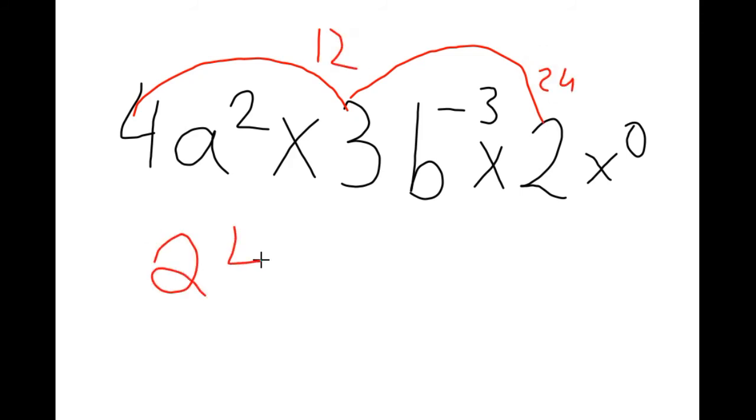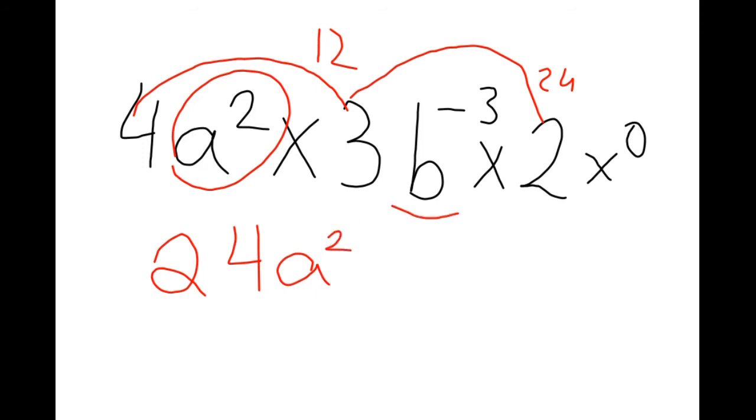So you get 24. Now 24a, there are no other a's, so we can't add the powers of a by multiplying, because if you remember, if you have the same base but different powers and the numbers are being multiplied, you can add the powers. But there's no other a, so we simply write a to the power of 2.